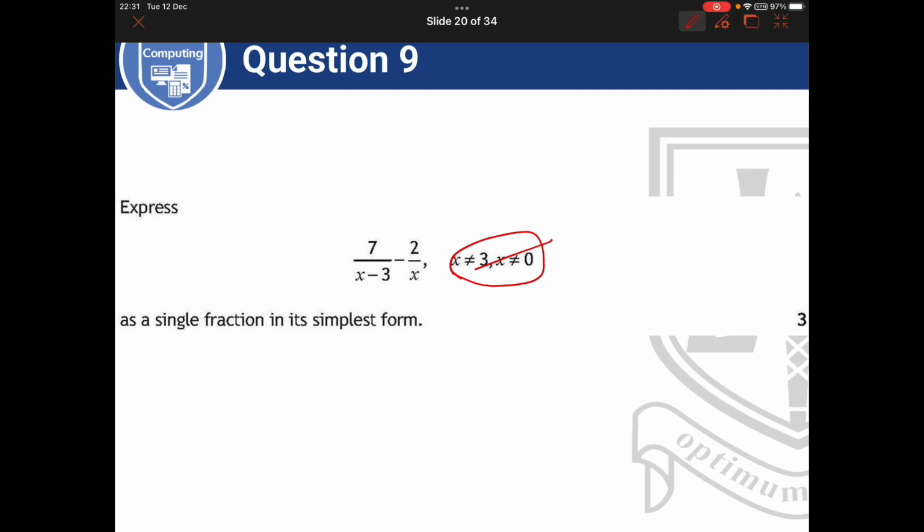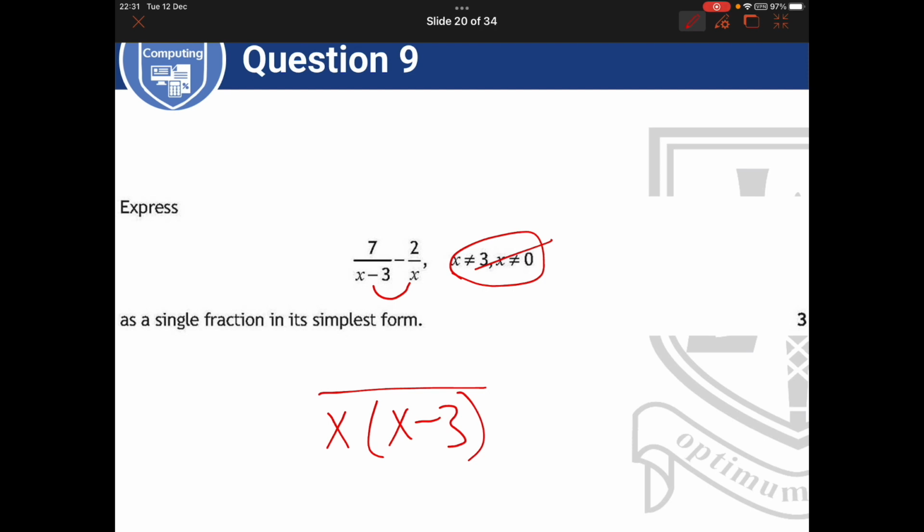So it's asking us to take these two fractions away from each other. So I need a common denominator. Easiest way to do that is to multiply these two terms together. So x times x minus 3. Doesn't really matter the order you do it. I suppose this is just a neater way of having it. So x times the x minus 3 or x minus 3 times x on the bottom.